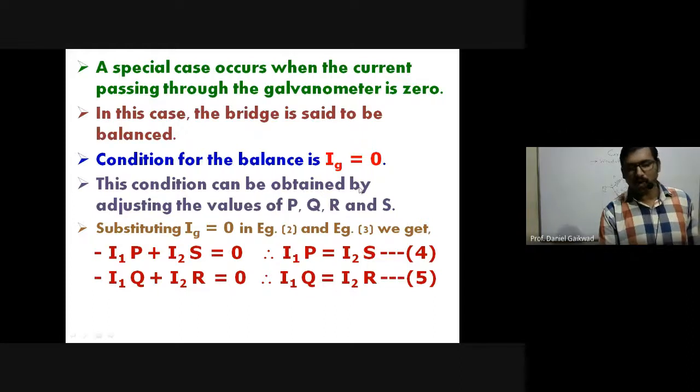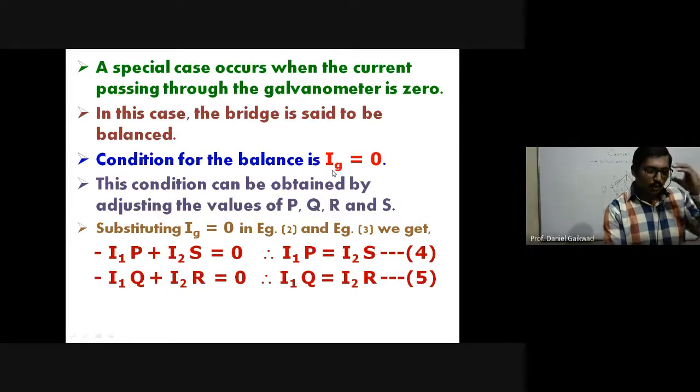This condition can be obtained by adjusting the values of P, Q, R and S. So the resistors are adjusted so that the current through the galvanometer is equal to 0. Now if we substitute Ig equal to 0 in equations 2 and 3, we get the following equations as equation number 4 and equation number 5.